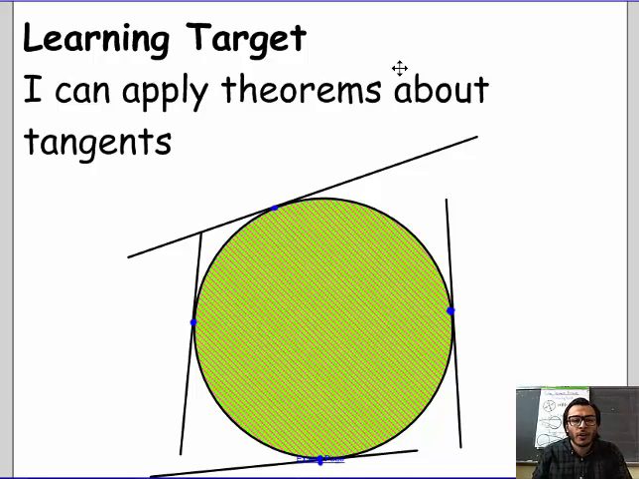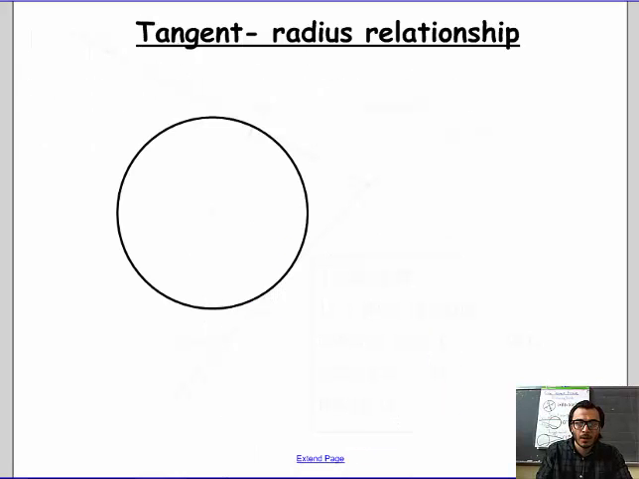Hey, there's our learning target. It says I can apply theorems about tangents. So let's get to it. Our first theorem that we're going to be looking at, and this is the first of 3 theorems we're going to look at in this video, is called the tangent radius relationship. But let's review a little bit.